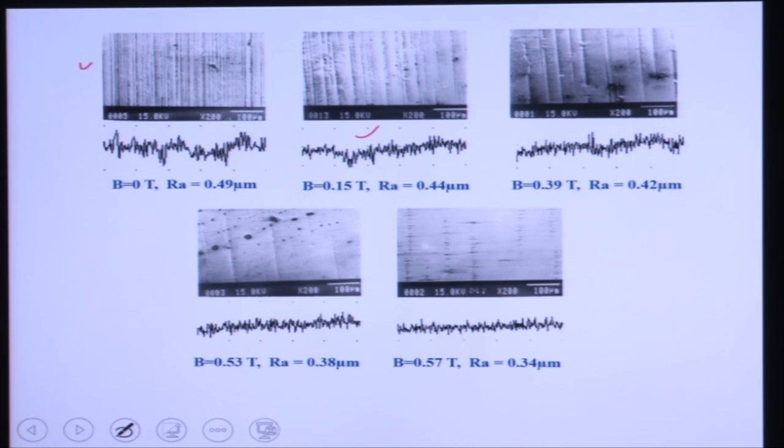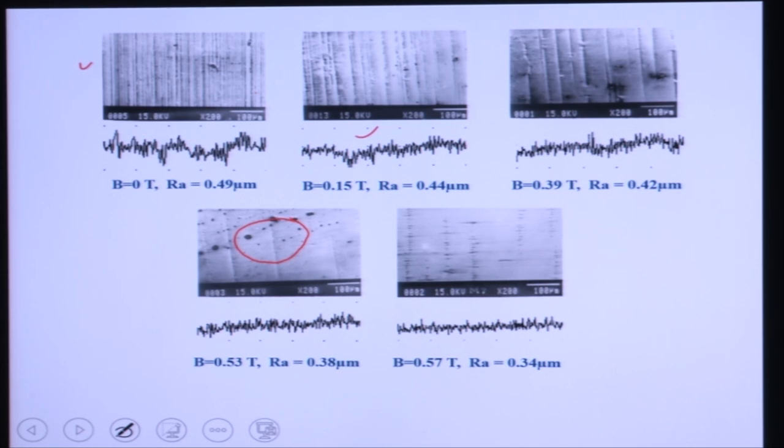Now you can see these peaks and valleys are almost removed here. At 0.53 Tesla magnetic field, you can see these valleys are now much more separated. Here, exactly at this point, you can see these abrasive marks. These abrasive marks are due to the MRAF process.